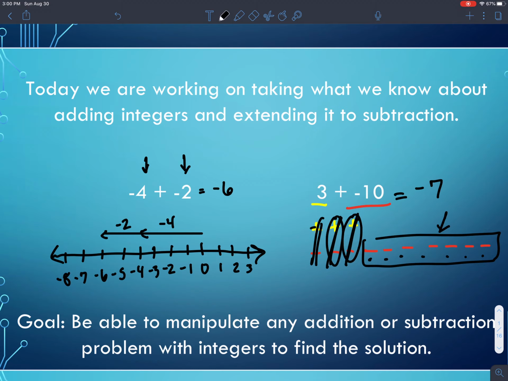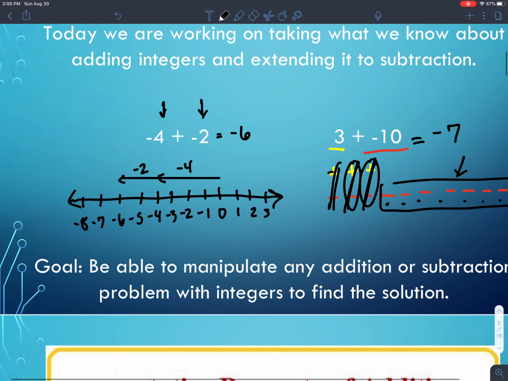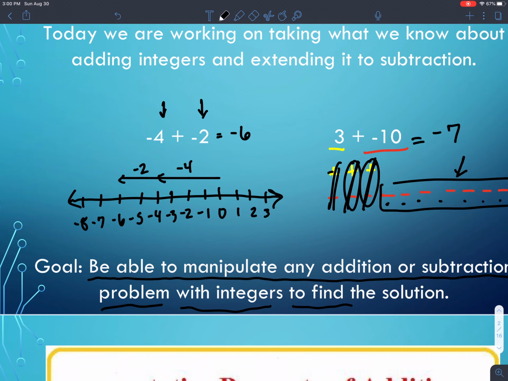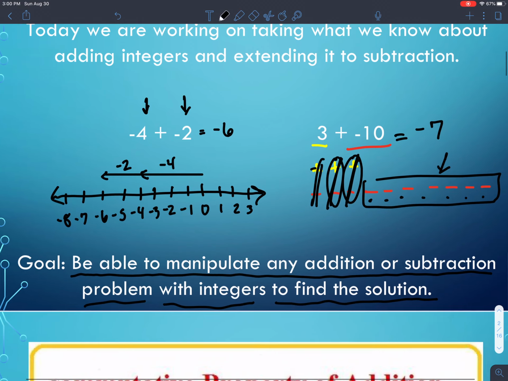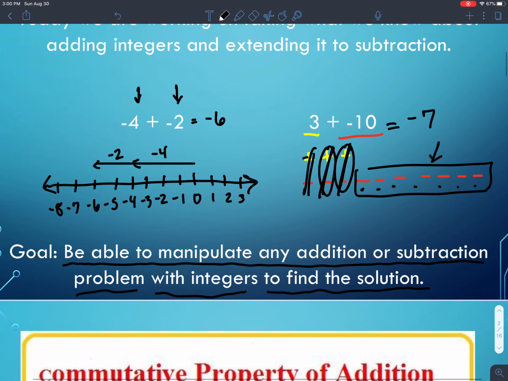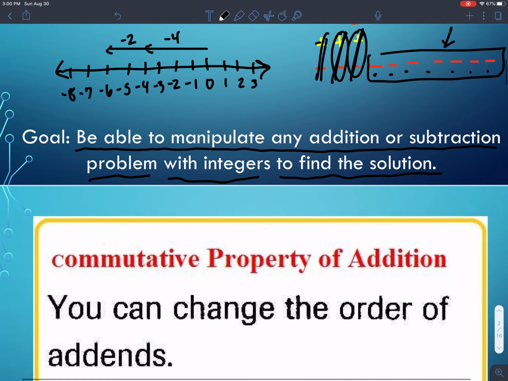Our goal today is to take what we've learned and carry that over to subtraction. The way we're going to do that is that our goal is to be able to manipulate any addition or subtraction problem with integers so that we can find the solution. So we're going to manipulate an addition or subtraction problem so that it fits what we know better, so that we can add and subtract those integers.